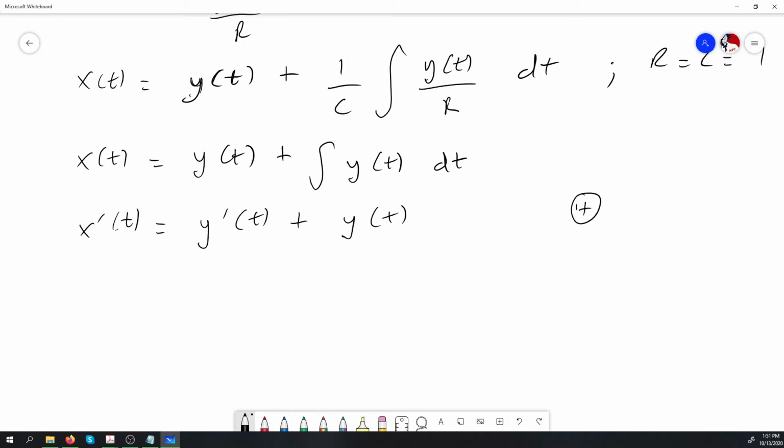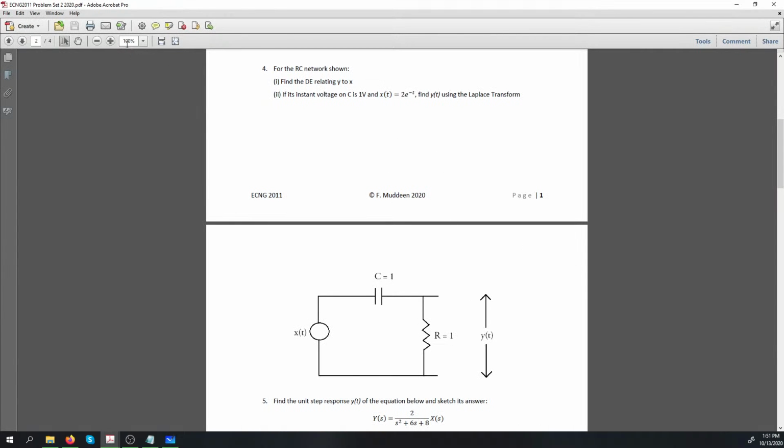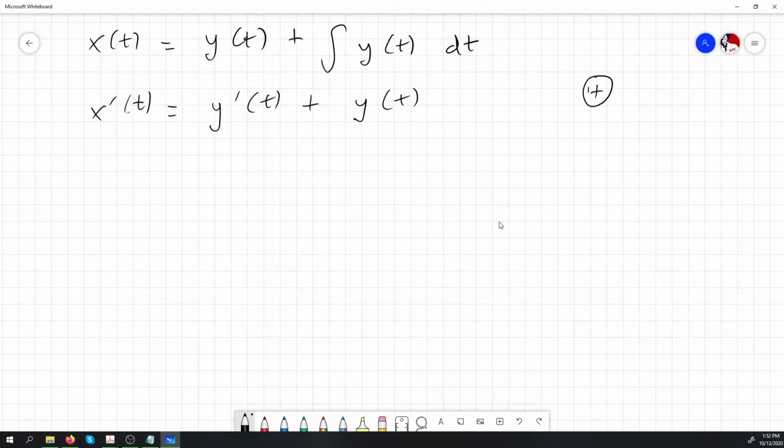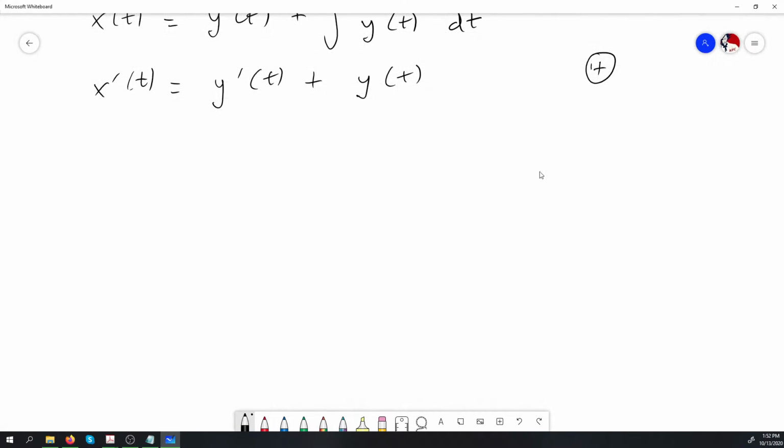So for the second part of the question, it asks, if the instant voltage on the capacitor is 1 volt, and if x of t is equal to 2e to the minus t, we need to find y of t using the Laplace transform. Because we have a differential equation mapping x and y, let's take the Laplace transform of equation 4. I'm going to put the y's on the left hand side of the equation and the x's on the right hand side.